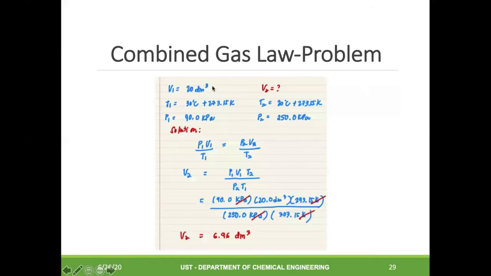So substituting the values of V1, T1, P1, as well as V2, T2, P2, and we are after V2. So V2 is equal to P1 V1 T2 all over P2 times T1. Substituting, V2 is equal to 6.96 cubic decimeter.